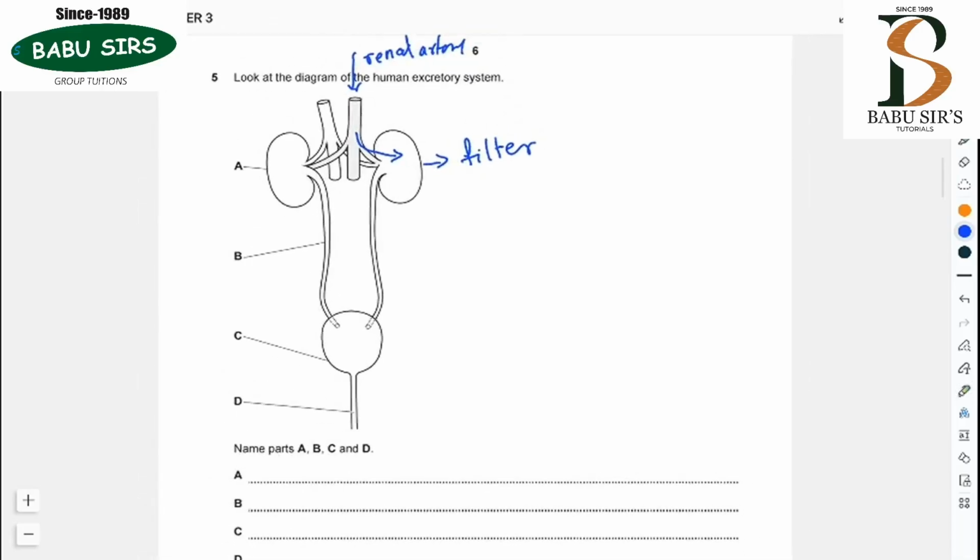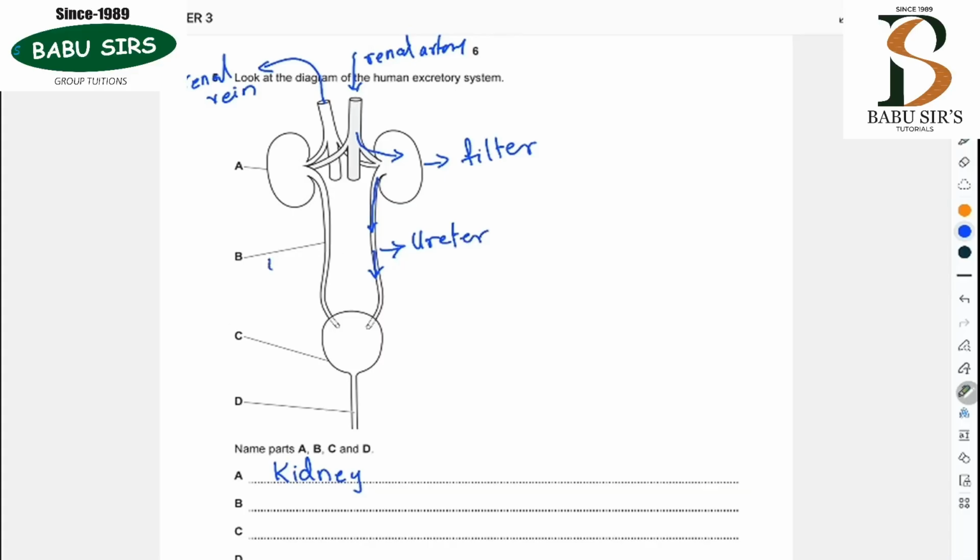Suppose if they are told to mark, I think they have told to mark A. So A is what? A is the kidney. So kidney is nothing but the filter. So I'll mark here A is the kidney. After filtration, blood will go out from here. This is called the renal vein. And then the waste particle will travel from here. So this is called the ureter.